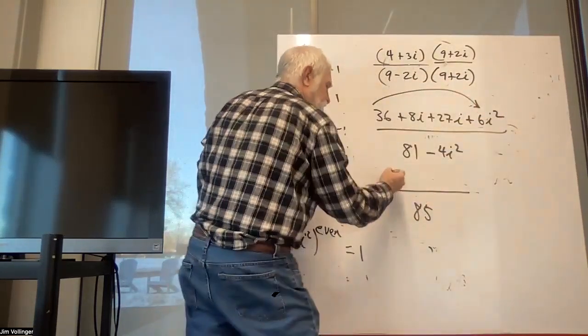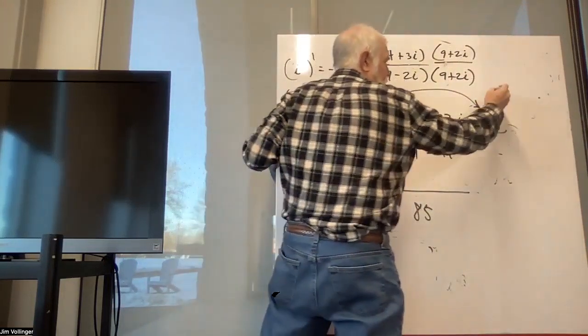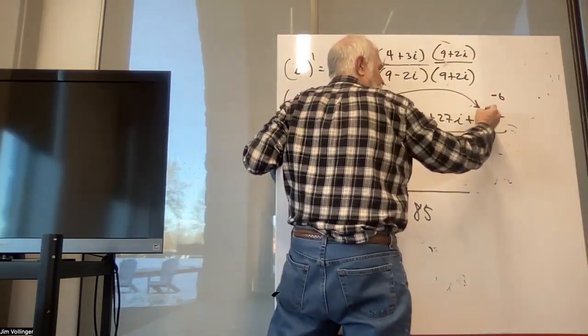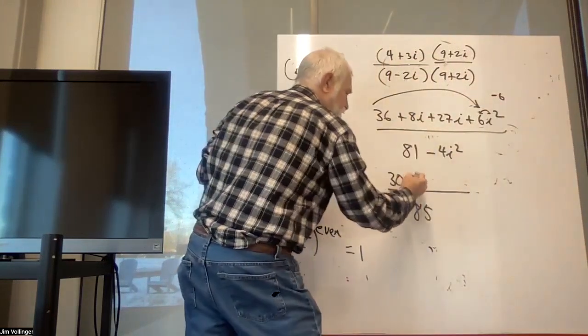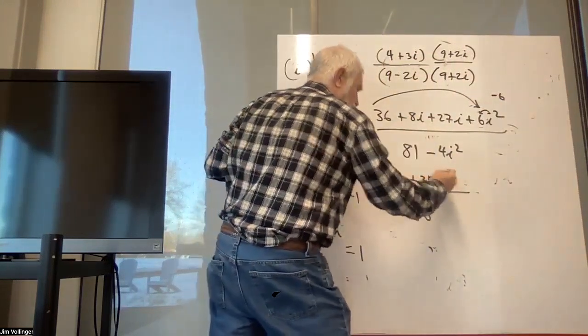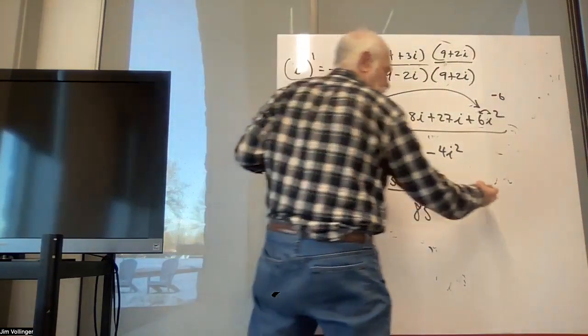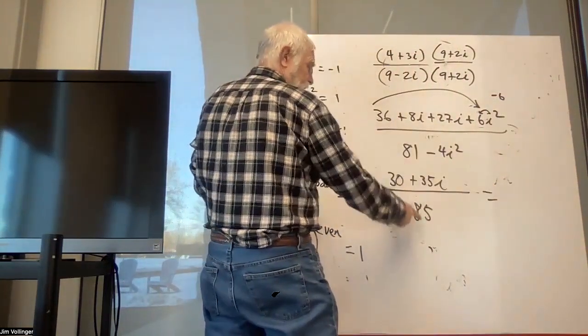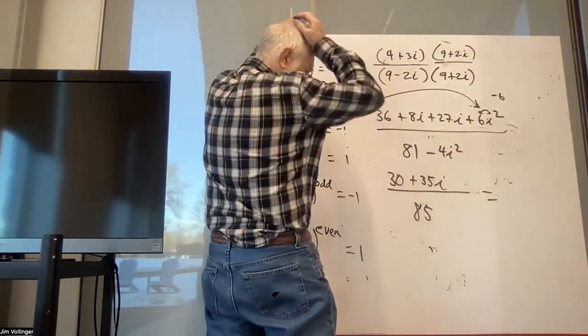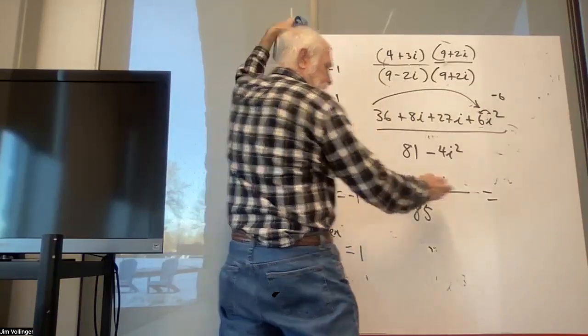36 minus 6 is 30. Remember, that's going to become negative 6. Yes, I'm changing the sign. And 8 and 27 is 35. I suppose I should divide everything by 5 here, reduce this fraction. Common factor is 5. So we've got 6 and 7i.